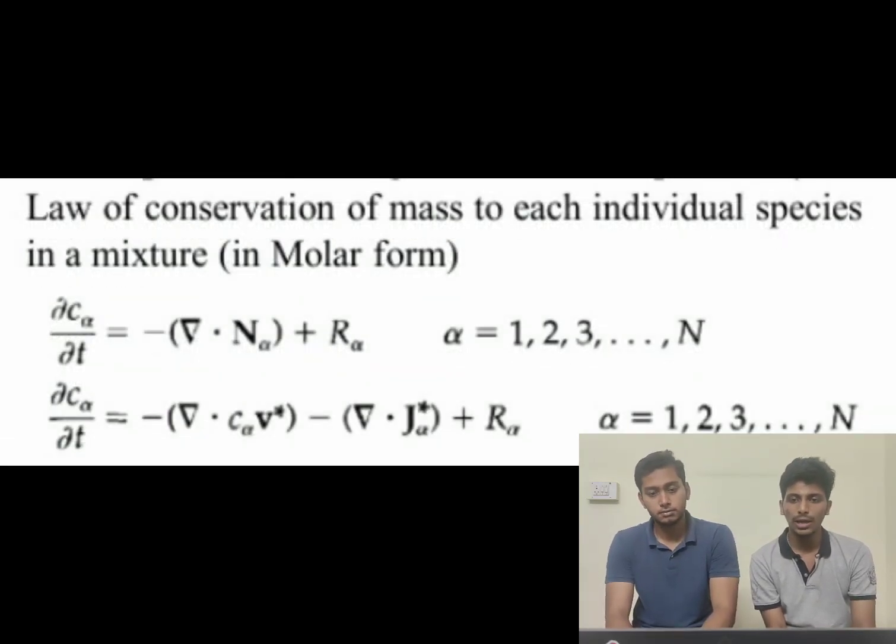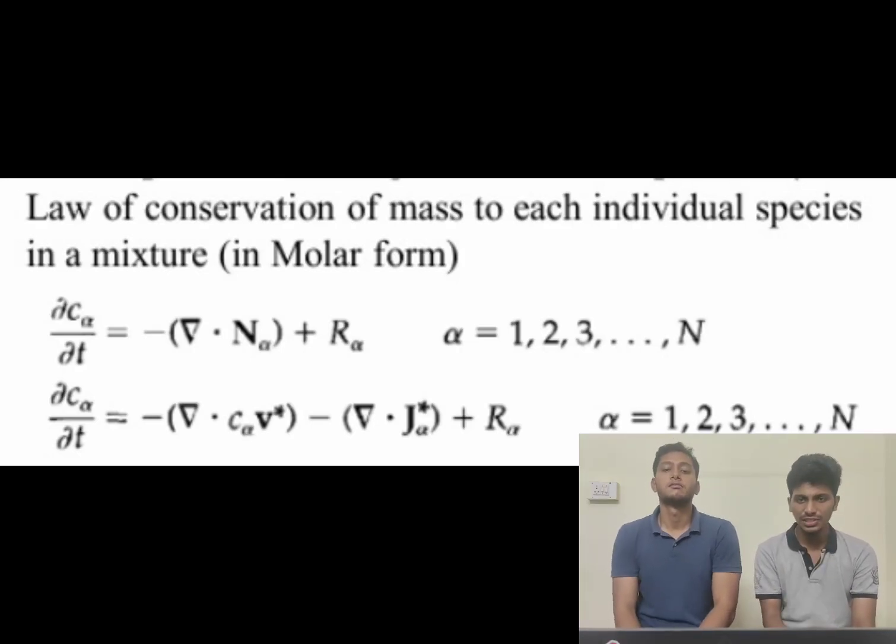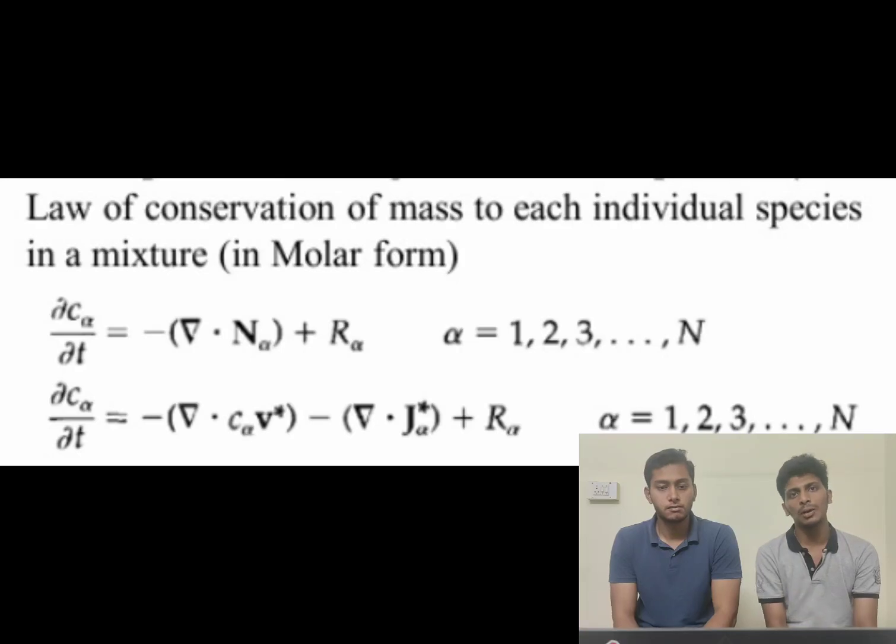Now let's talk about N alpha, the molar flux. This is where things get rich. It's composed of two main components. First is the convective flux. This is the transport due to the bulk motion of the fluid. It's like the whole fluid carrying the species along with it. So the formula is: N alpha convective flux is equal to C alpha, which is the concentration of that particular species alpha, times its corresponding velocity.